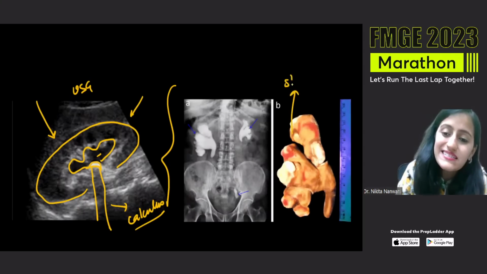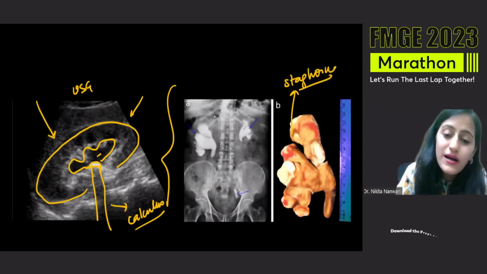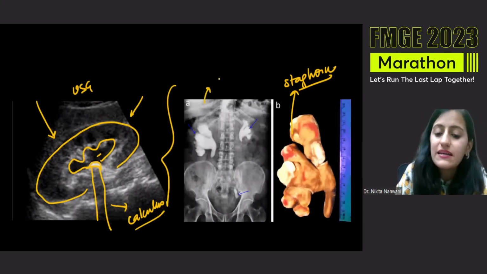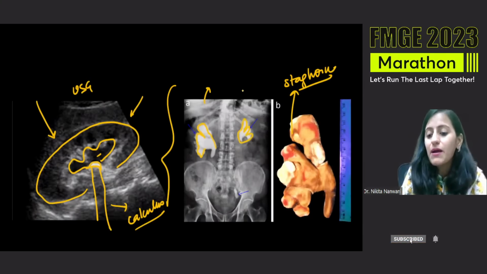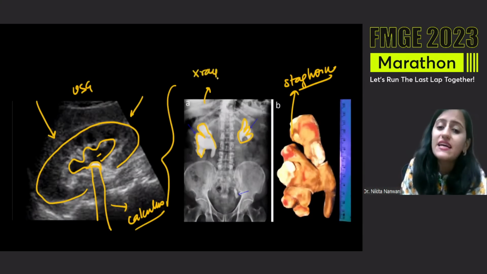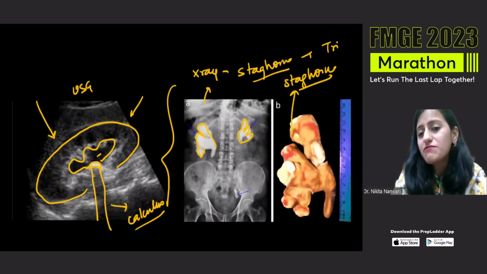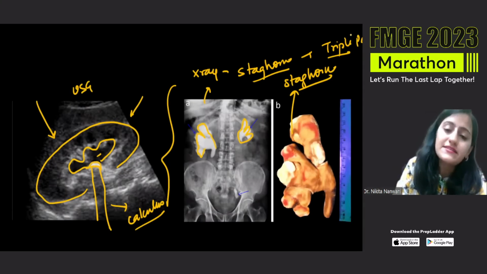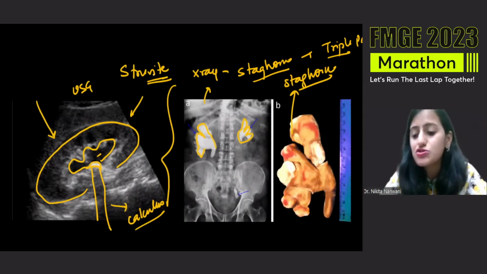This image is the staghorn calculus. Staghorn, and look at this one. This is a plain radiograph showing the staghorn calculus. Remember that it is the X-ray which will show the staghorn calculus. It's a triple phosphate. Staghorn is triple phosphate, right? True white stone. What crystal do we see? What is the appearance of the crystal with the true white stone?